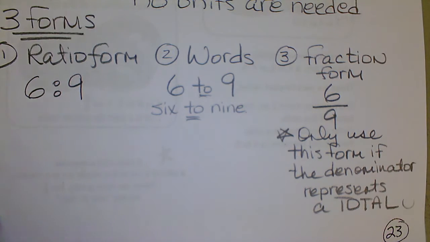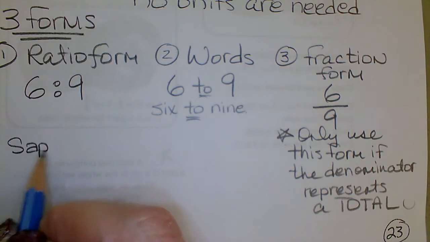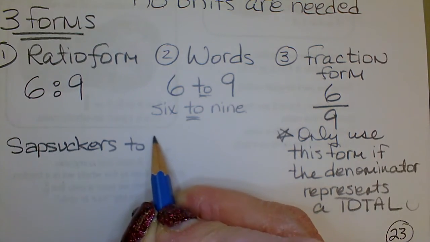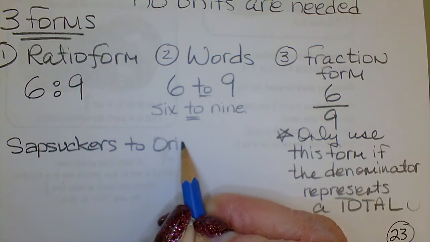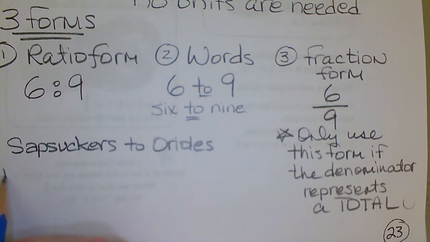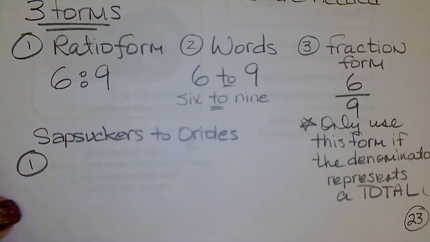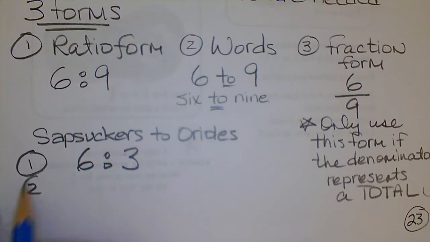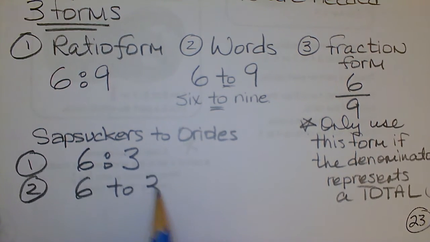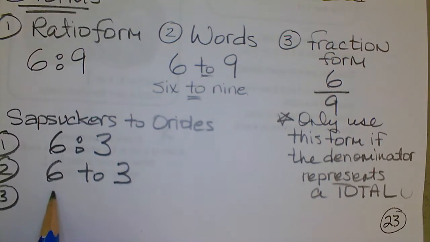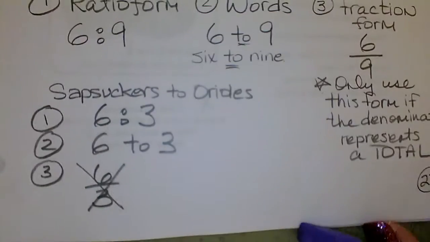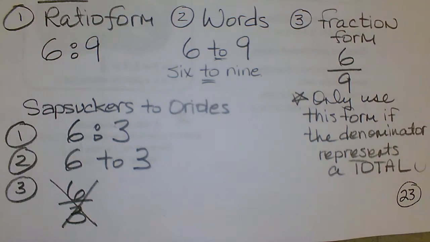Right? Because if I'm doing sapsuckers to Orioles, then I can use number 1. There are 6 sapsuckers to 3 Orioles. I can do number 2, writing 6 to 3, but I cannot write 6 over 3 because 3 does not represent a total. So I want you to think about what a fraction actually means. It's something out of a total, right?